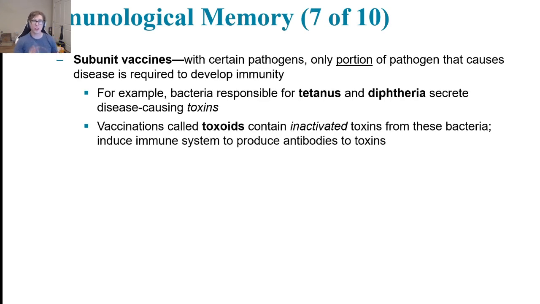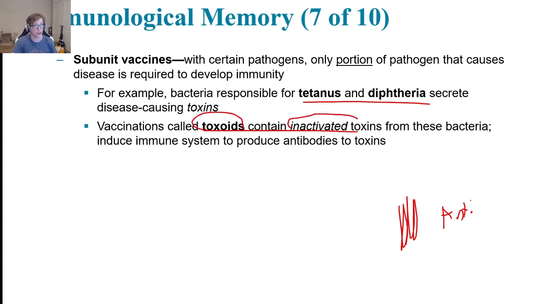Now, there are two different types of vaccines. There is subunit vaccines, where only a portion of the pathogen is there. So like for tetanus or diphtheria, you actually just have an antigen spike, so then that's all that they really have. The active version of it is not in there. You can see that vaccines called toxoids contain inactivated toxins. These ones are just giving you that antigen spike, or it's giving you the inactivated toxins from it so that you can produce antibodies to the toxin.